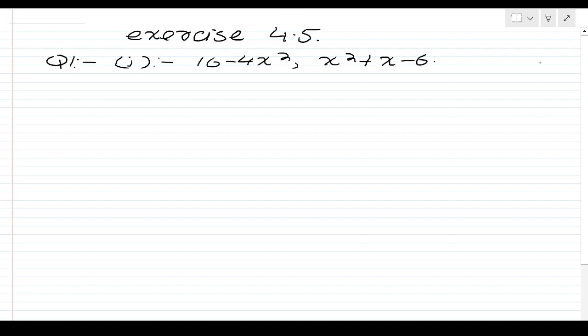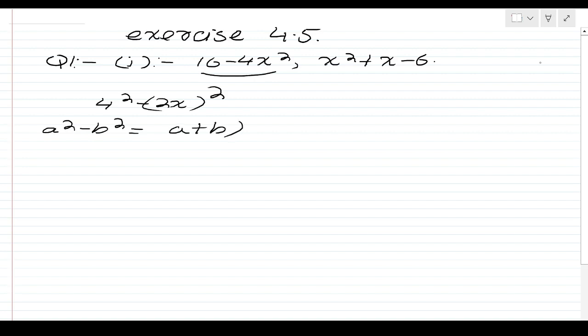Let me remind you that the HCF is equal to the common factors, while uncommon factors are those factors which are left after the HCF is divided. Now 16 minus 4x square can be further simplified and written as 4 square minus 2x whole square. Then we can simplify this much further and use the third identity, which is a square minus b square, and that is equal to a plus b and a minus b. Then we are going to place the values of a and b. So we can write 4 plus 2x, and then we will write 4 minus 2x.